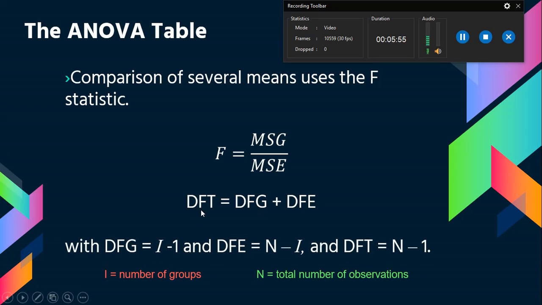So degrees of freedom for groups is I minus 1. I represents the number of groups that you're working with. In our Facebook model, we had 5 groups. Degrees of freedom for error: capital N is the total number of observations, so you would add up all the observations in all of your groups for a grand total, and then minus capital I, which is our number of groups. And degrees of freedom total is always N minus 1. Again, capital N meaning all the observations, minus 1.